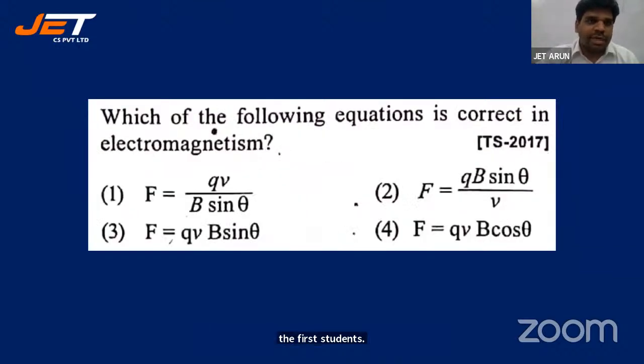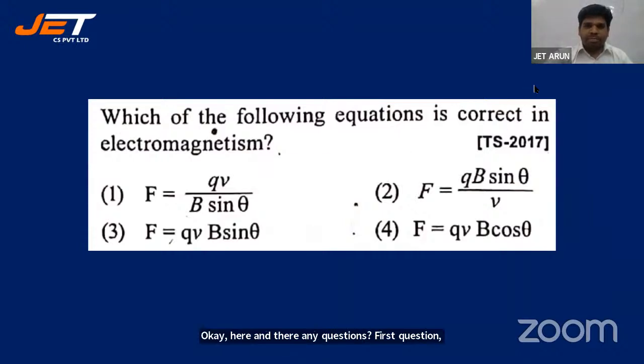Okay, here is another equations-based question. Which of the following equations is correct in electromagnetism? F is equal to QvB sine theta, QB sine theta by V, QvB sine theta, QvB cos theta. He's asking which of them is correct.